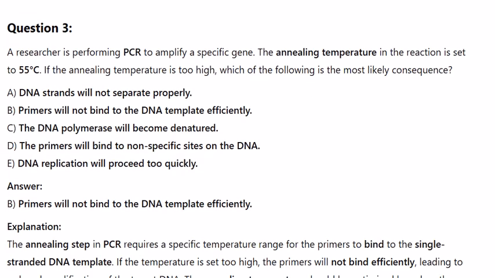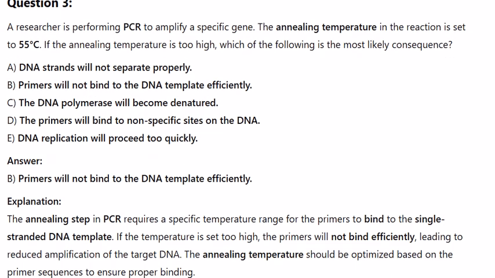Question 3. A researcher is performing PCR to amplify a specific gene. The annealing temperature in the reaction is set to 55 degrees Celsius. If the annealing temperature is too high, which of the following is the most likely consequence? A. DNA strands will not separate properly. B. Primers will not bind to the DNA template efficiently. C. The DNA polymerase will become denatured. D. The primers will bind to nonspecific sites on the DNA. E. DNA replication will proceed too quickly. Answer: B. Primers will not bind to the DNA template efficiently.